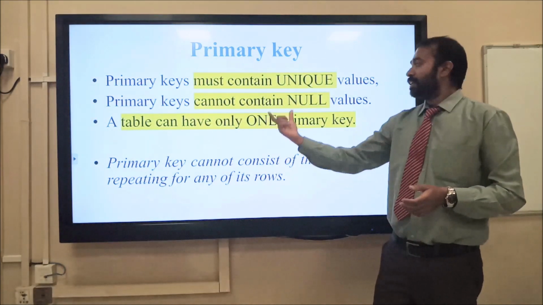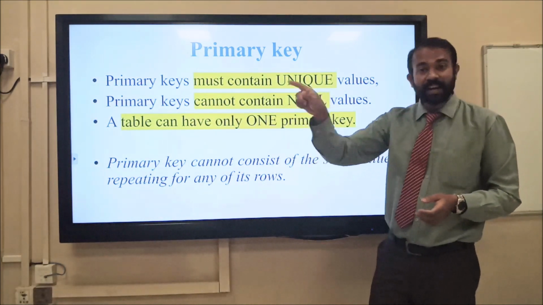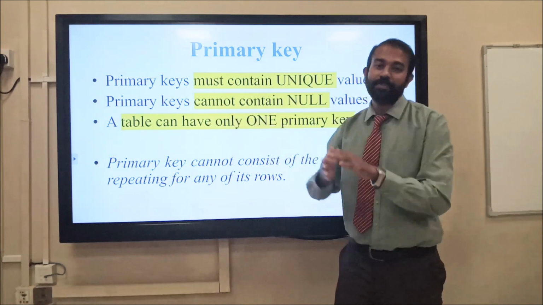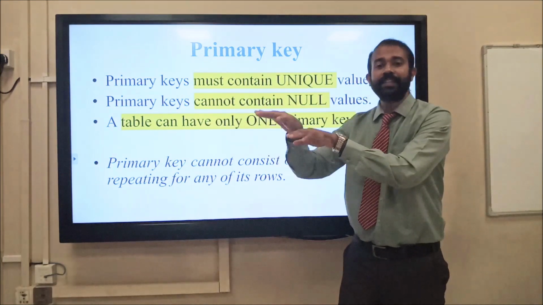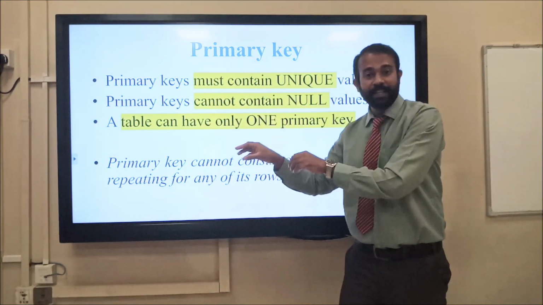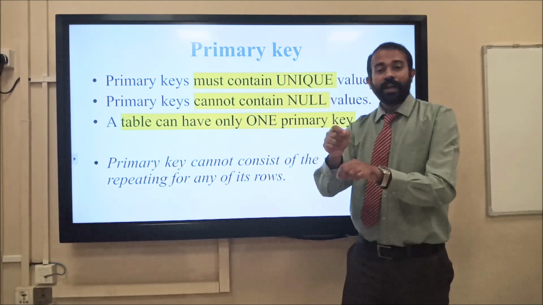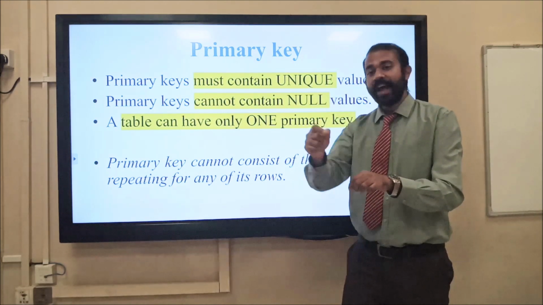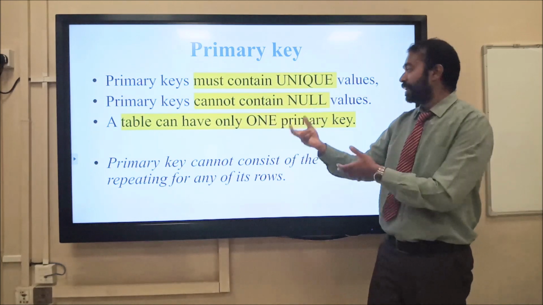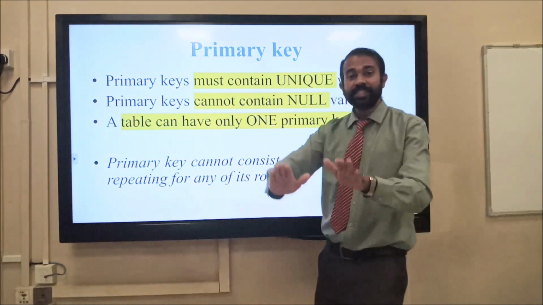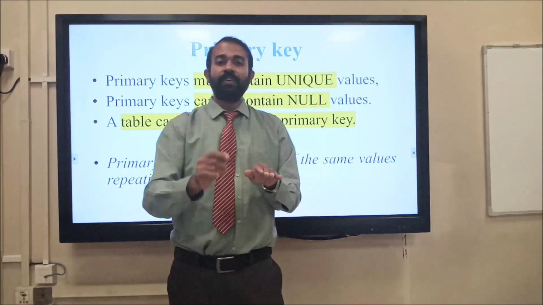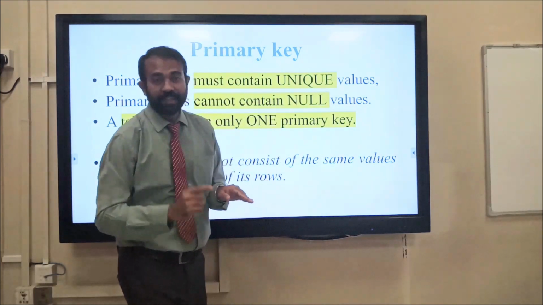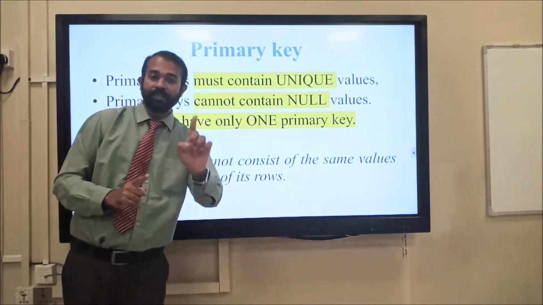At the same time, this value should not be a null value. It shouldn't be an empty value. If we are mentioning a particular document as a primary key, that field should have a value. That means it cannot be a null value. And in a table, you can mention only one primary key. In a table, you will have only one primary key.